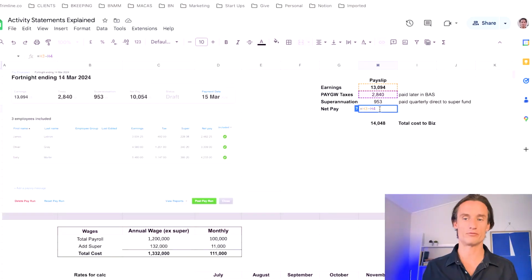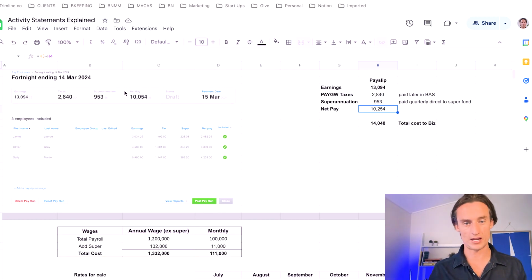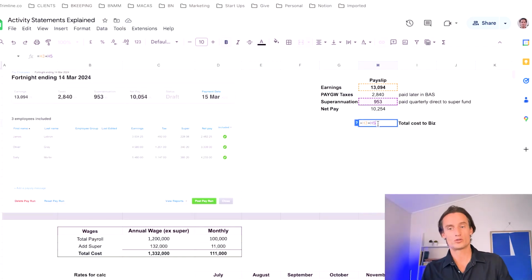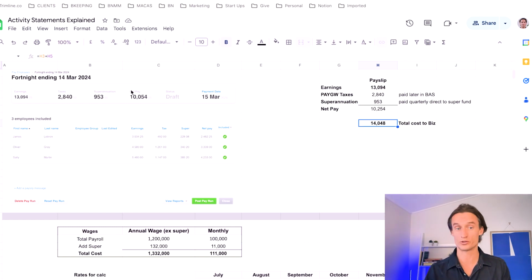I know that's kind of ridiculous, but essentially the net pay there of the 10 is just 13 less the 2.8. Anyway, that's a minor gripe with how Xero lays out its stuff. Essentially, the total cost of the business is the 13 here plus the super on top. That's why I find it's confusing, because it doesn't show you the total cost of the business in this line here.